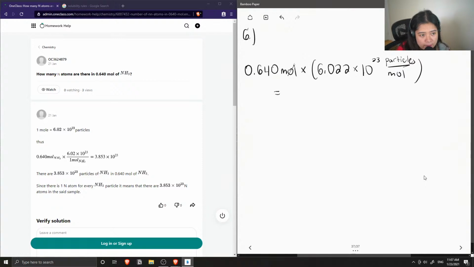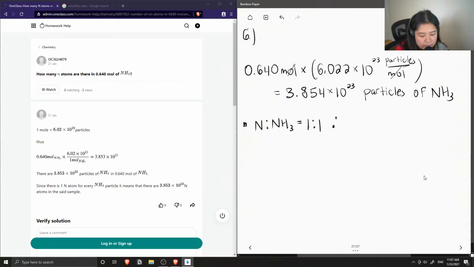So if we multiply this out, our moles will cancel out, and we have 3.854 times 10 to the 23 particles of NH3. So, since the ratio of nitrogen atoms to NH3 is equal to 1 to 1, therefore we also have 3.854 times 10 to the power of 23 nitrogen atoms.